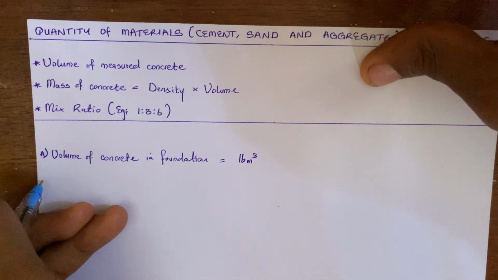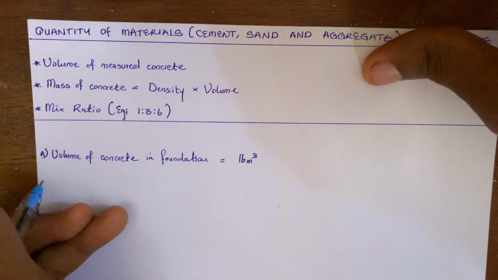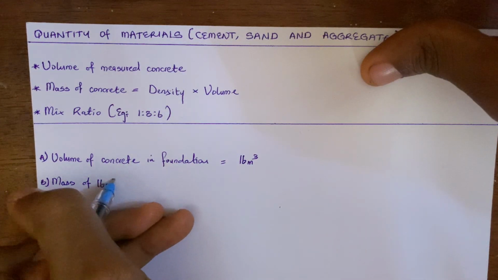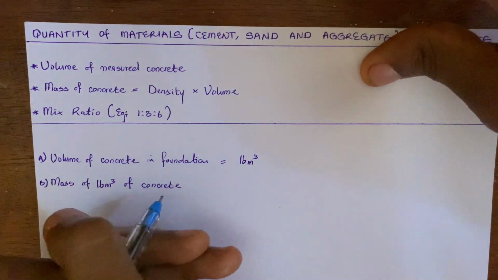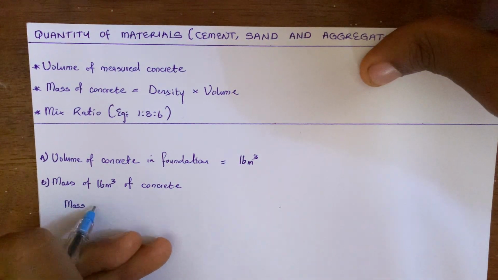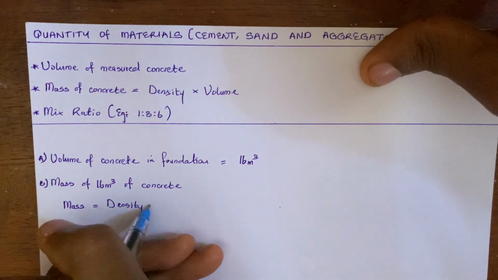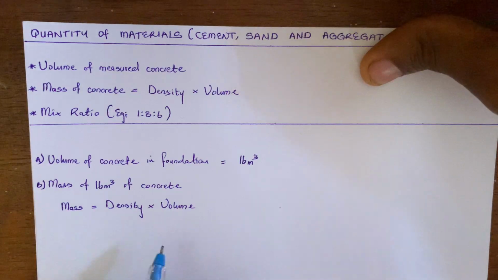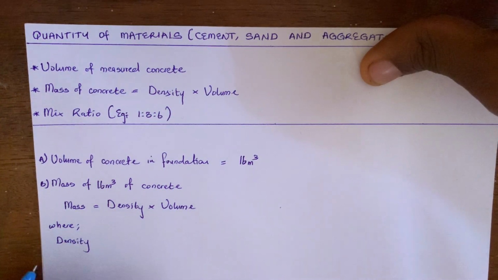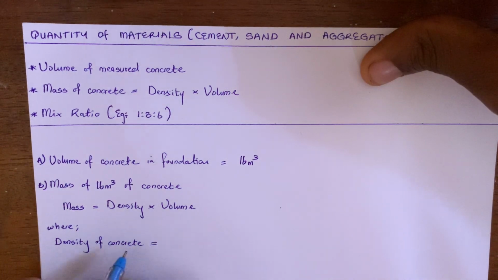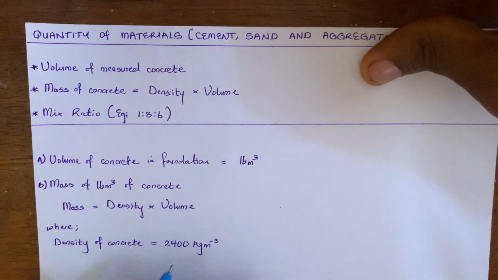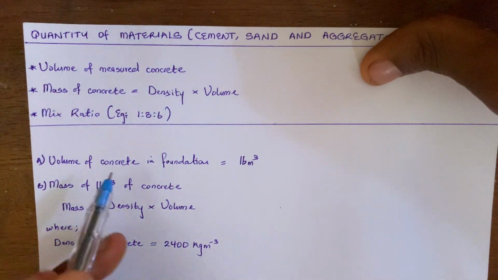So the next thing we now have to do is find the mass of 16 meter cube of concrete. Like I said, we are going to be using the formula: mass of concrete is equal to density times volume. And we know that the density of concrete is equal to what? 2,400 kilogram per meter cube, and then we already know what our volume is, which is 16 meter cube.